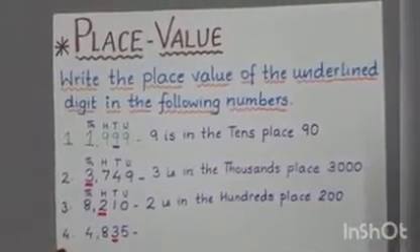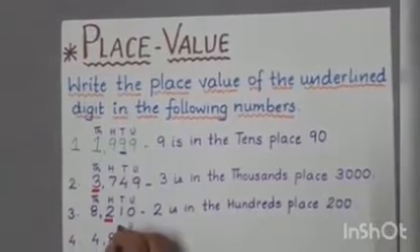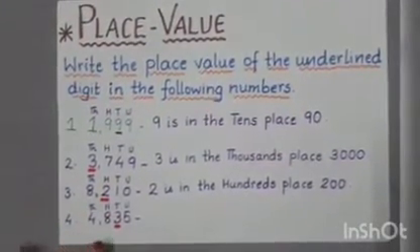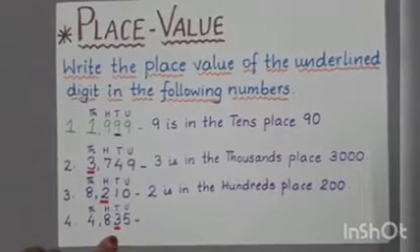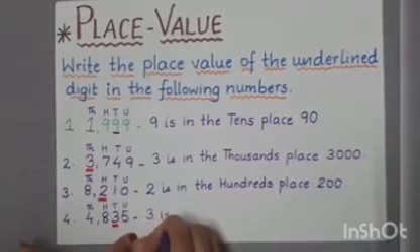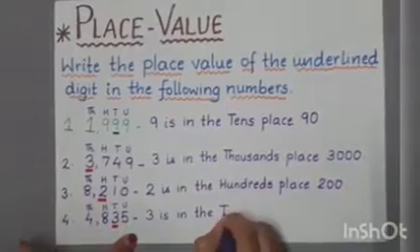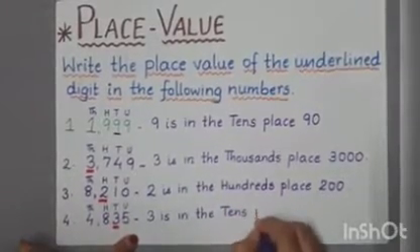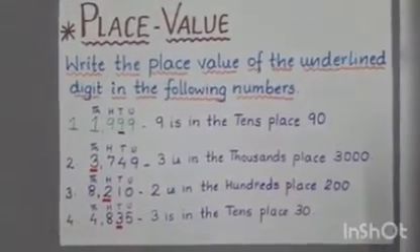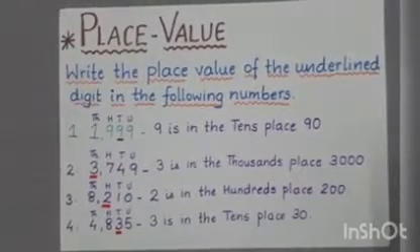The next one, last one is 4835. So let's write unit, tens, hundred and thousand. And the underlined digit is 3 and 3 is in the tens place. So let's write 3 is in the tens place. So it will become 30. Isn't it interesting? You just have to follow some rules and complete the sum.